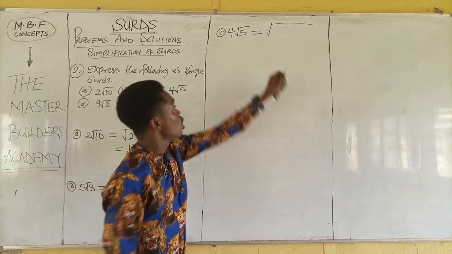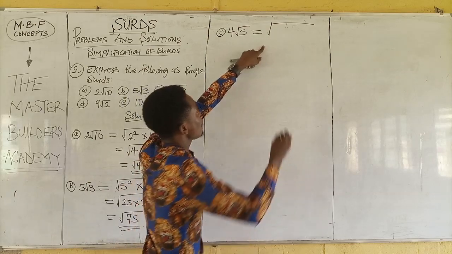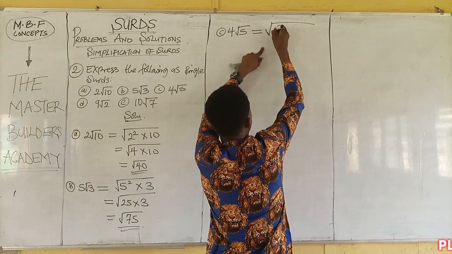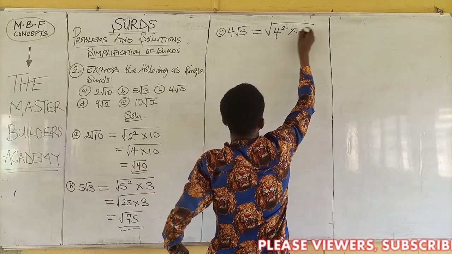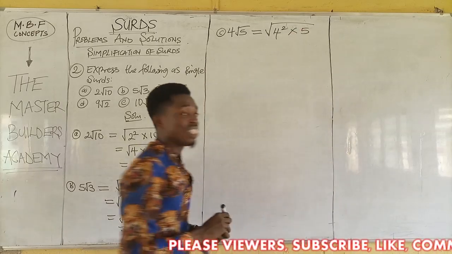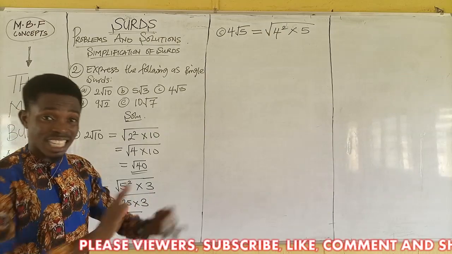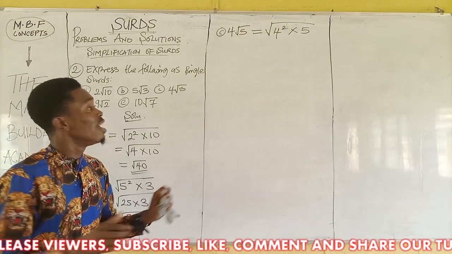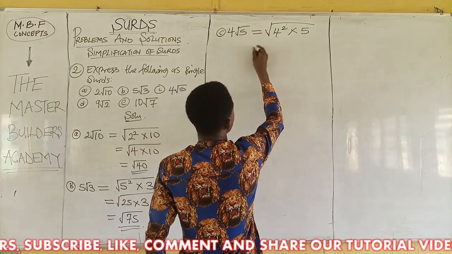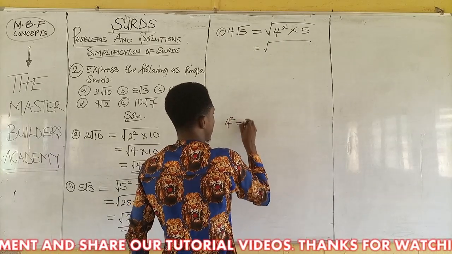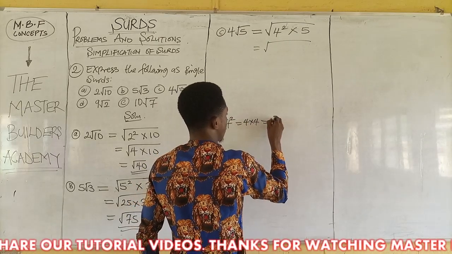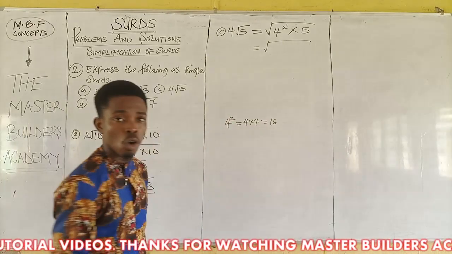Now, what do we do, guys? We will bring in 4 that was initially outside the square root and square it, then multiply by the existing number inside the square root. This is it, guys. As simple as this. Then the next thing we quickly do here is to have our square root down. 4 square is same thing as 4 times 4, and 4 times 4 is 16. Hope this is gotten right.